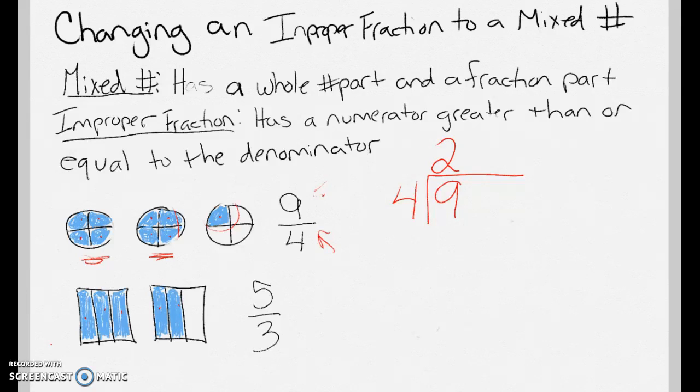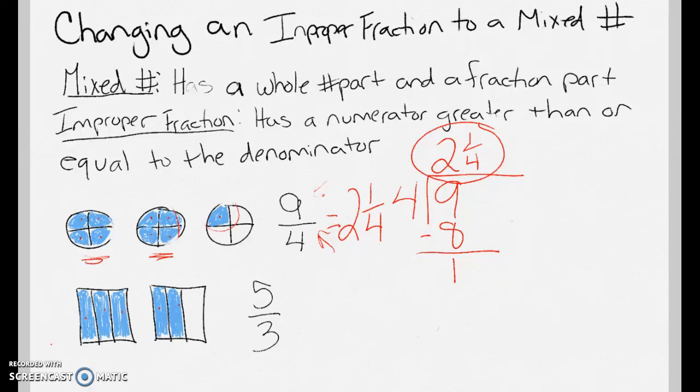Next step is multiply. 2 times 4 is 8. I write that on the bottom. Now I subtract. My remainder is 1. And you remember how I had you write your remainders as fractions? There was a reason for that. 2 1/4 is my mixed number. 9/4 equals 2 1/4. When you write your mixed number, make sure you write the whole number bigger than your fraction. Let's do it again with 5/3.